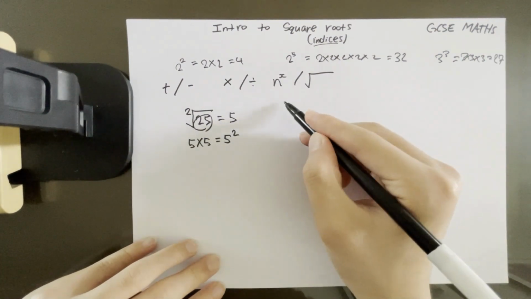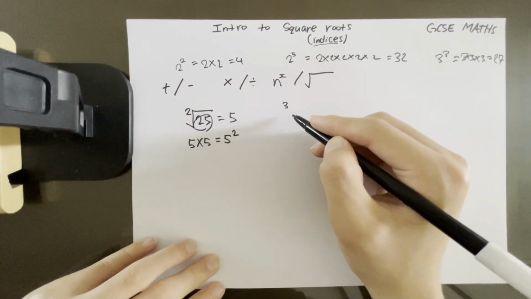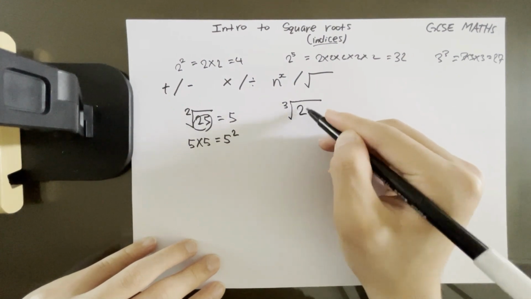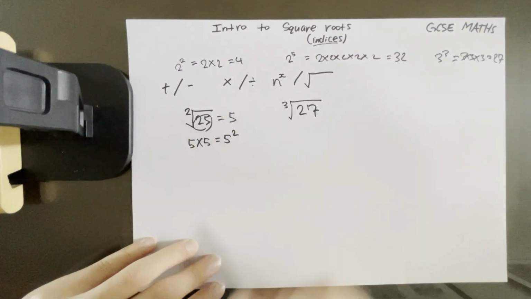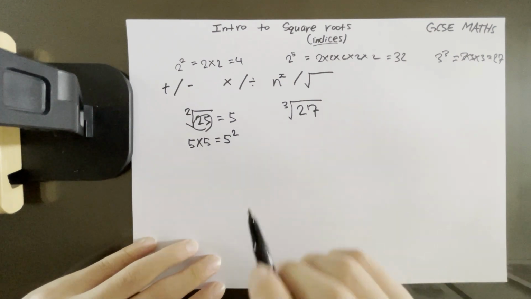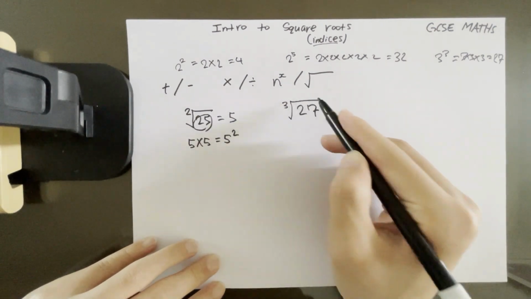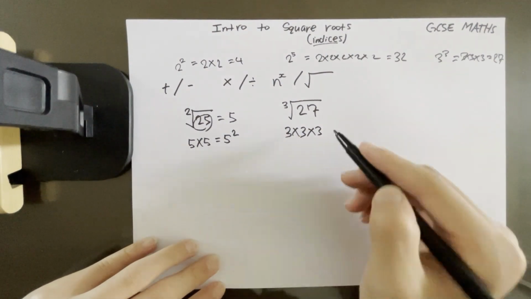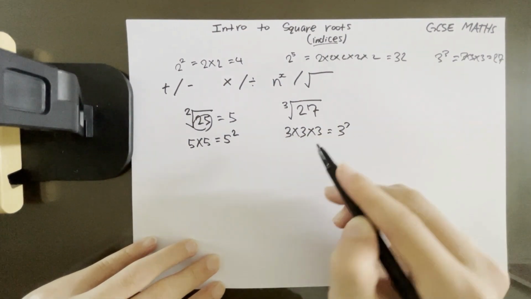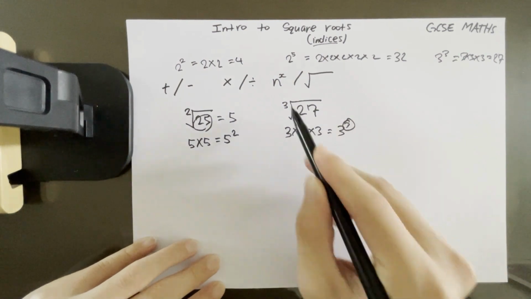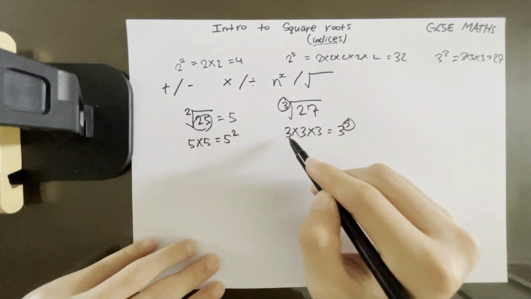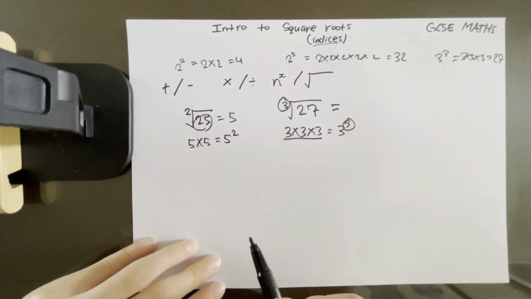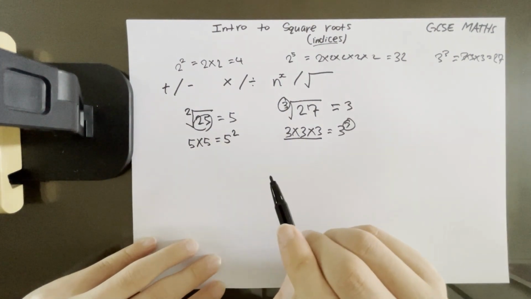We also have cube roots. So for example, we could have the cube root of 27. This means what 3 numbers multiply together to make 27, the number below the root sign. Well, 3 times 3 times 3 makes 27, right? And this is also 3 cubed. So that's why it's cube root: 3 numbers that make up 27. So the cube root of 27 would be 3.